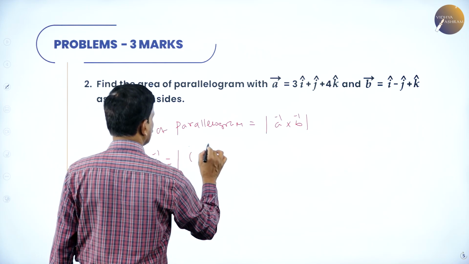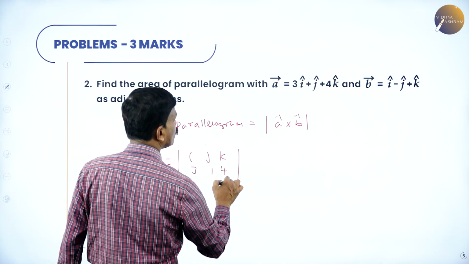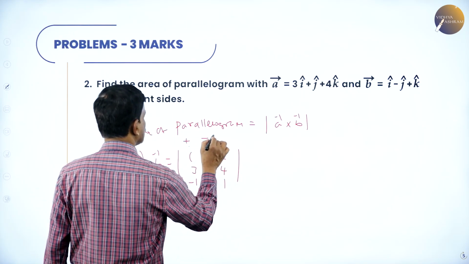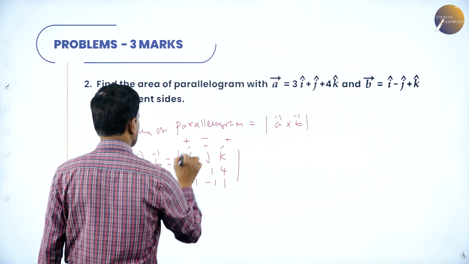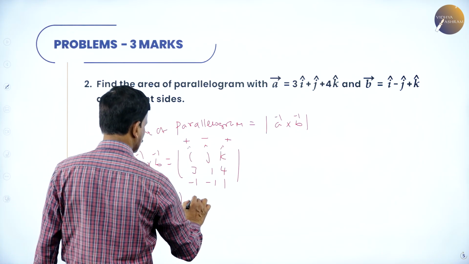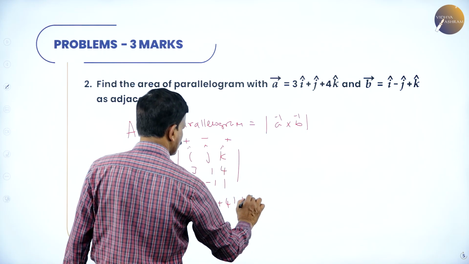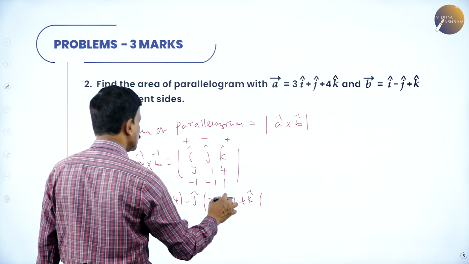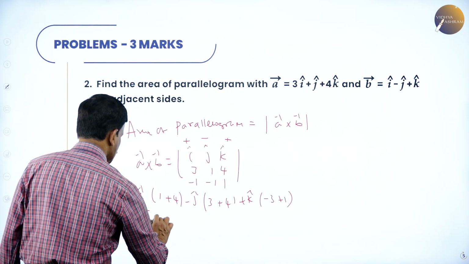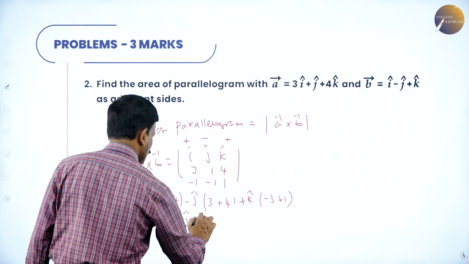A cross B is the determinant of i, j and k. So this is 3, 1, 4 and minus 1, minus 1, 1, with signs plus, minus and plus. So this is equal to i into 1 plus 4, minus j into, this is gone, 3 plus 4, plus k into, this is gone, minus 3 plus 1. So this is 5i minus 7j minus 2k.